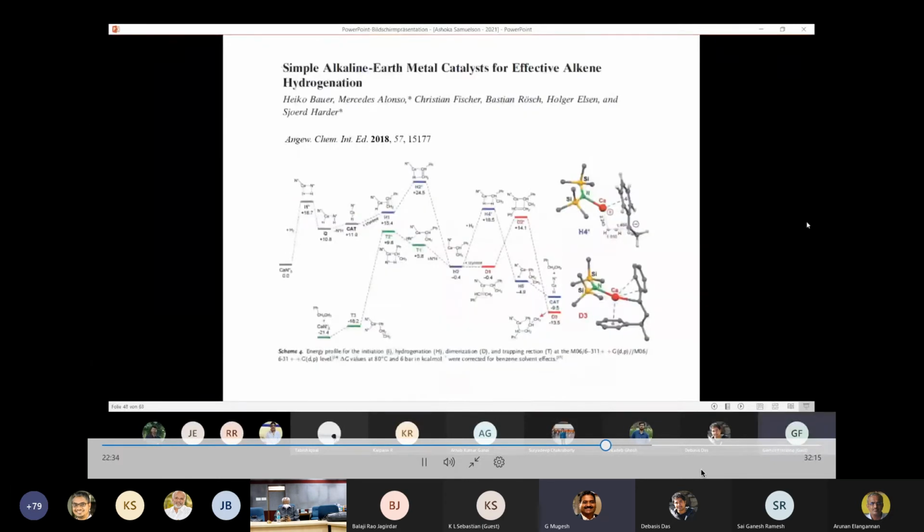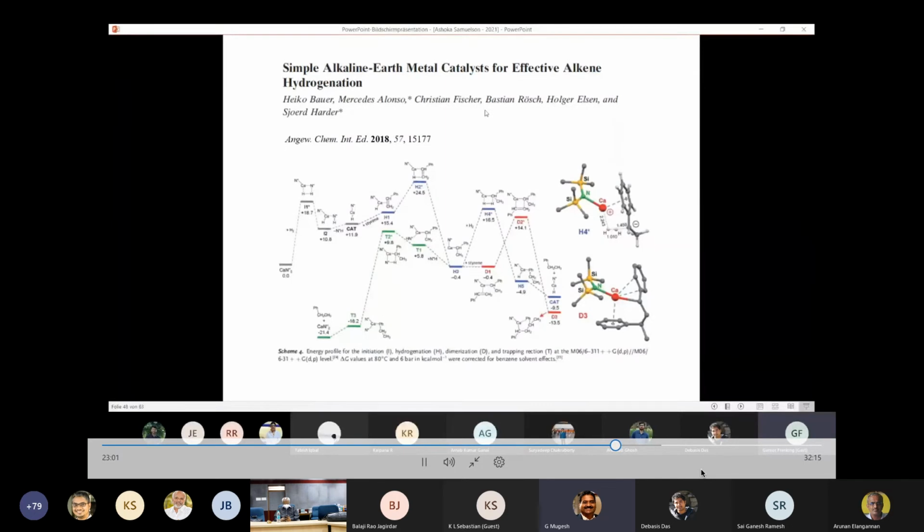That was the time when I stumbled into this paper. It was published in 2006 by the experimental group of Sjoerd Harder, together with the theoretical group of Mercedes Alonso. Sjoerd Harder is a Dutch chemist working in Erlangen in Germany. Mercedes Alonso is a Spanish chemist working in Brussels. We are all working in Europe now. So it's a European work.